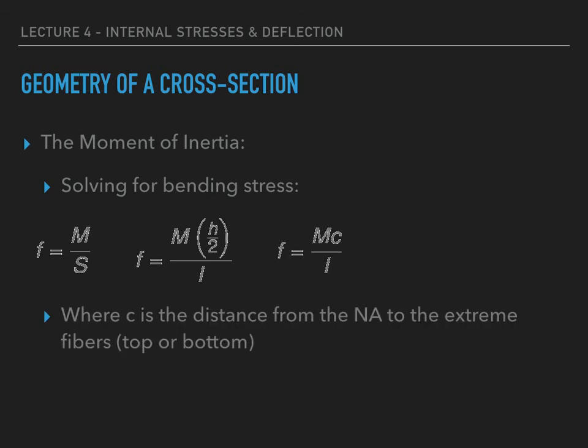So if I want to solve for the stress in a cross section, I can say that f equals M over S, where M is the internal bending moment and S is the section modulus. We know the relationship between section modulus and moment of inertia from the last slide. So if I want to use I instead, I can say it's M times h over 2 all divided by I, or Mc over I, what structural engineers like to use, where c is that distance h over 2, better known as the distance from the neutral axis to the extreme fibers on the top or the bottom.